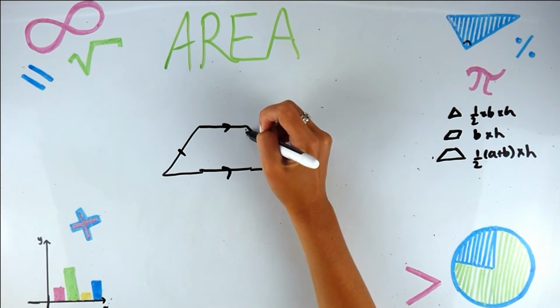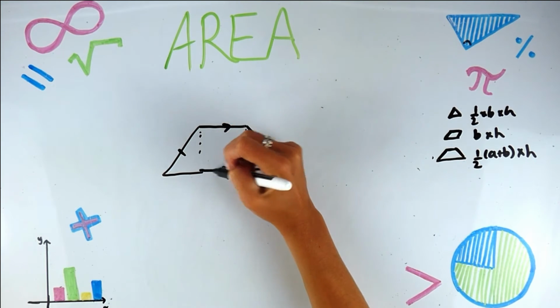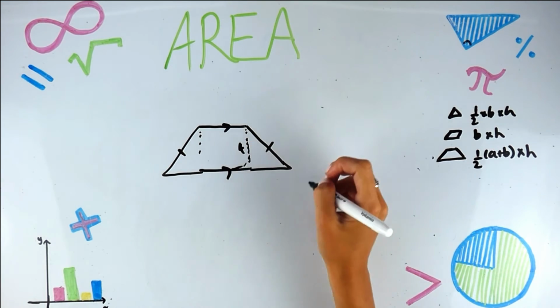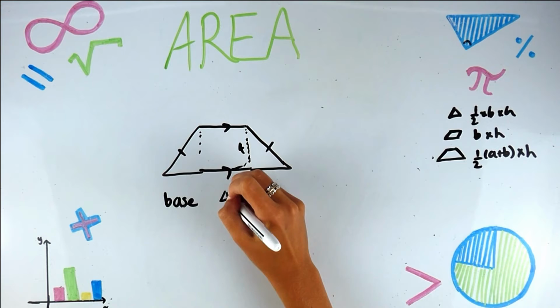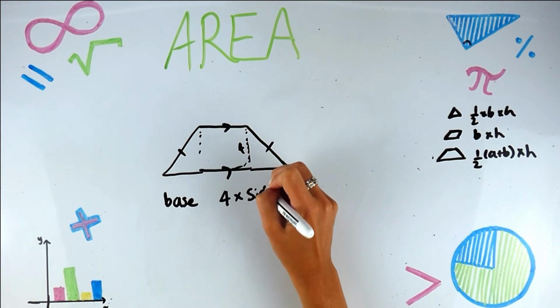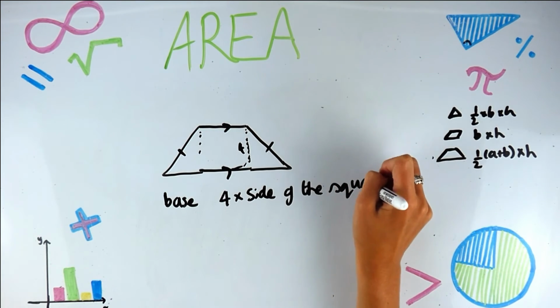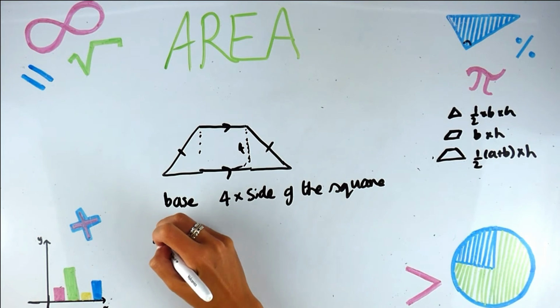I'm going to say that this is 4, and this bit here, this is a square, and I'm going to tell you that the base is 4 times the side of the square. So what is the area?